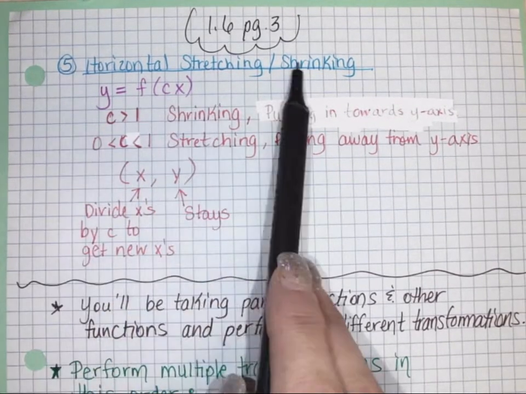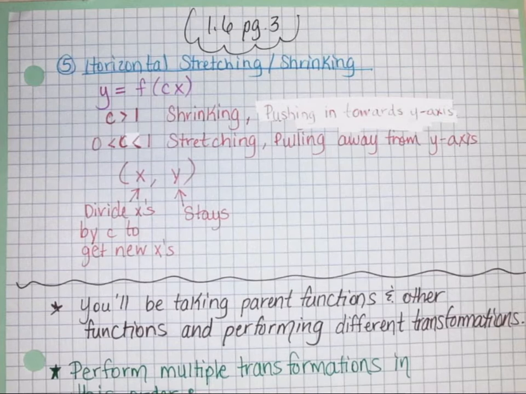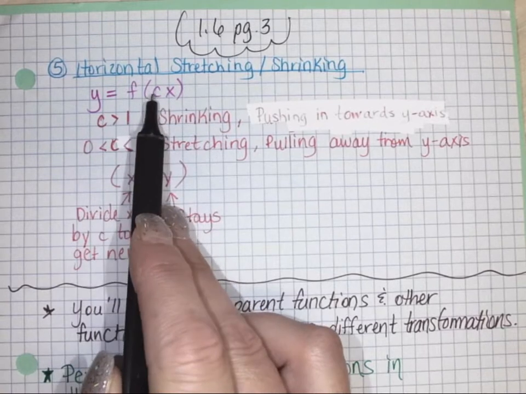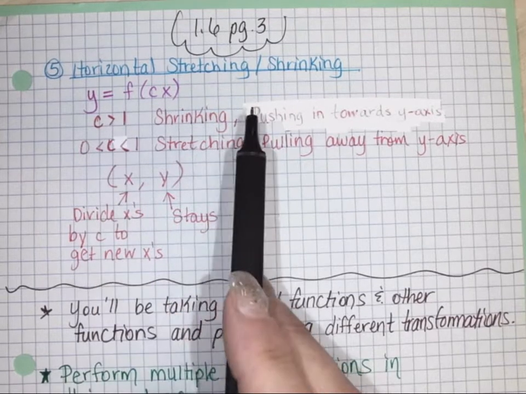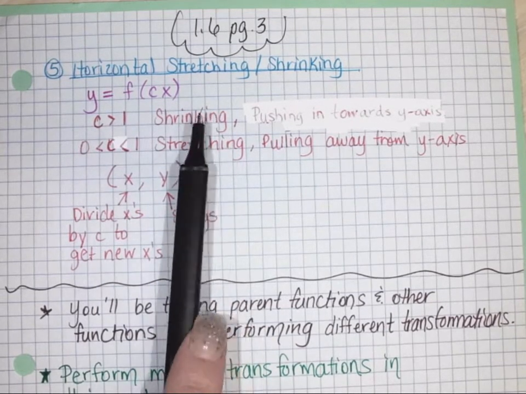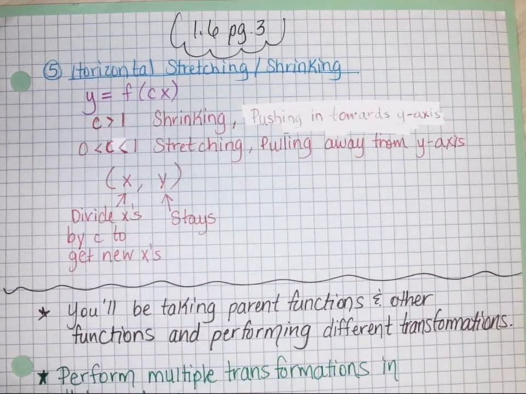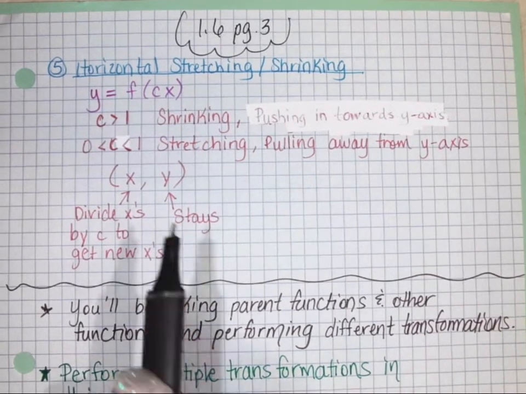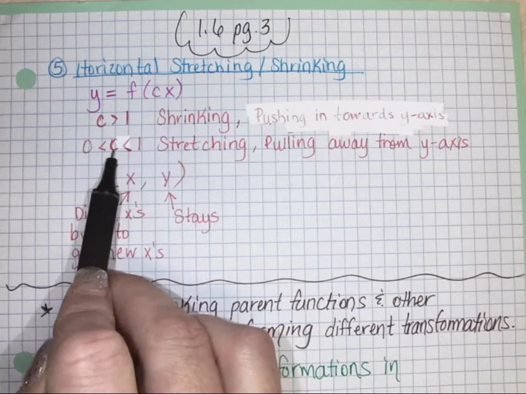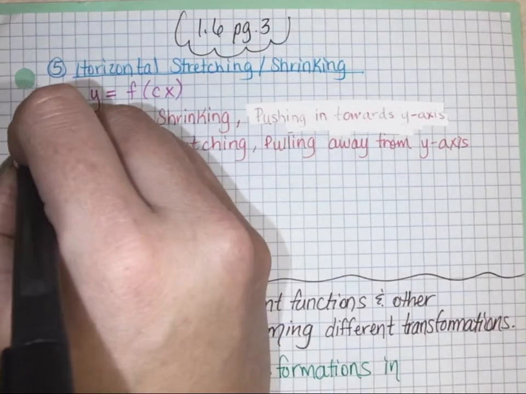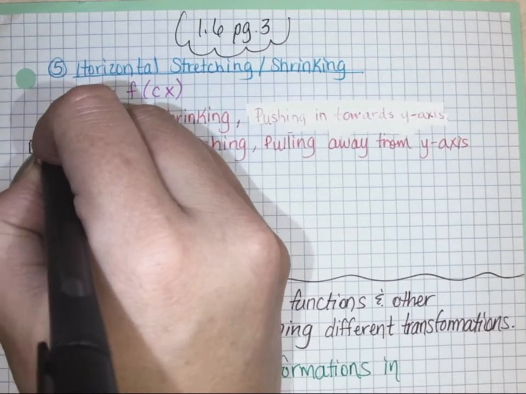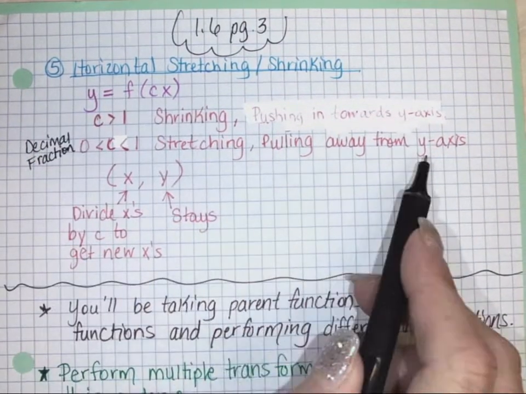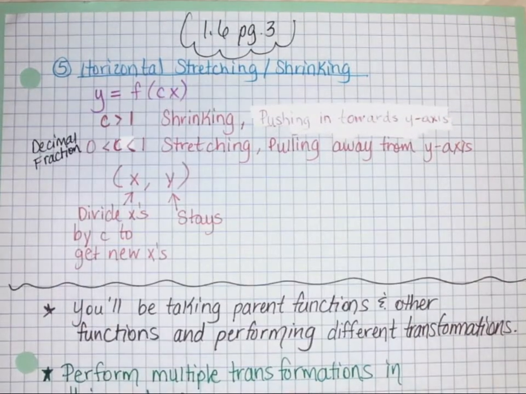Number 5, horizontal stretching or shrinking is opposite of the vertical stretch or shrink. Notice in this case, your number being multiplied is specifically with x. If that number is greater than 1, it's actually a horizontal shrink. It's going to push your graph in towards the y-axis. If your number is between 0 and 1, meaning a decimal or a fraction, it's going to horizontally stretch your graph and pull it away from the y-axis. And you're going to see what that looks like in a minute.